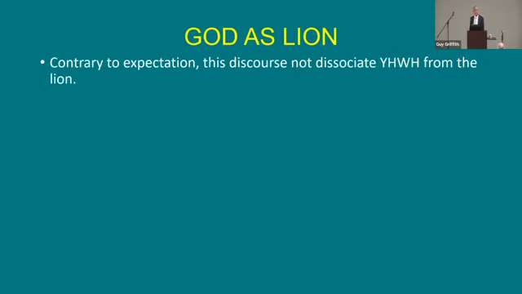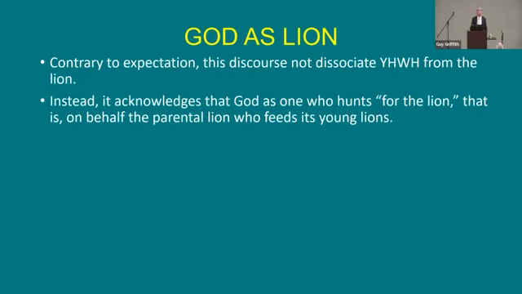Now here, in our passage, contrary to expectation, this speech does not dissociate God from the lion. Instead, it acknowledges that God is one who hunts for the lion. That is, God hunts on behalf of the lion, as if it were a parent lion hunting for its young, a male lion hunting for its young.